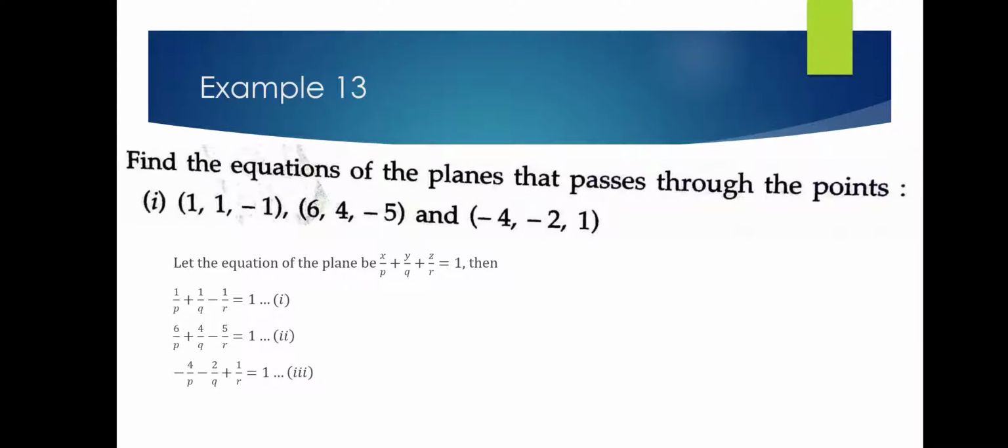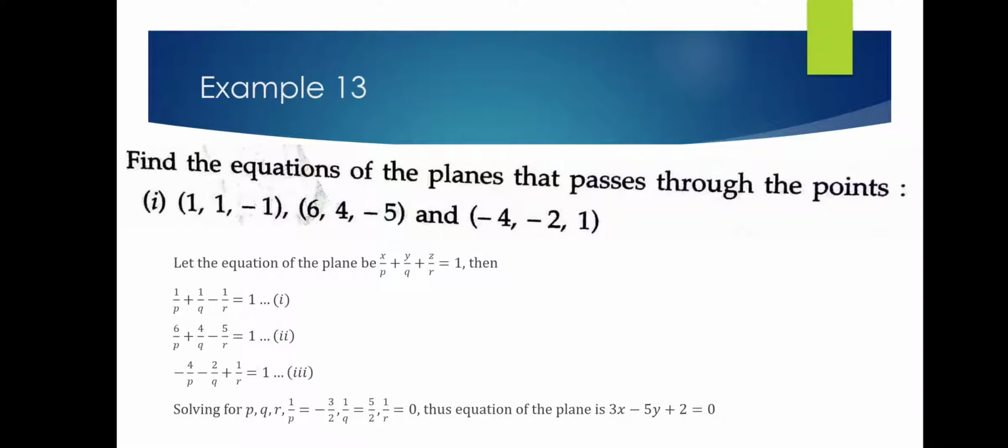Now I think we all know how to solve 3 variable equations simultaneously. You can make use of the matrix form as well. So after solving, I get the value of 1 by p as minus 3 by 2, 1 by q as 5 by 2, and 1 by r as 0. So the equation of the plane is minus 3 by 2 x plus 5 by 2 y plus 0 equals 1.